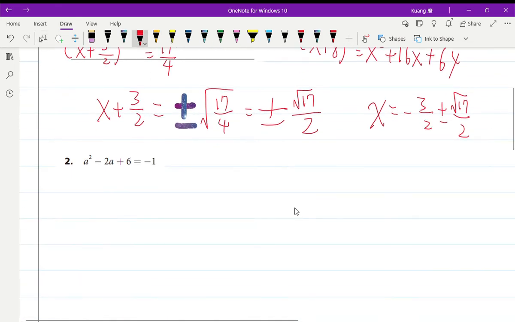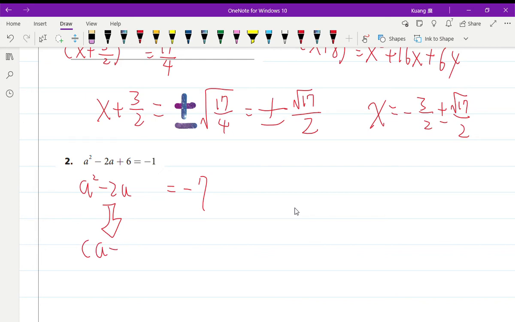Next, here. First you make sure the coefficient of x squared is 1. And you move the 6 to the right hand side of the equation. So it becomes a squared minus 2a equals negative 7. So you have to add something. I want to make this part a minus 1 squared. So negative 2 divided by 2 becomes negative 1, right?